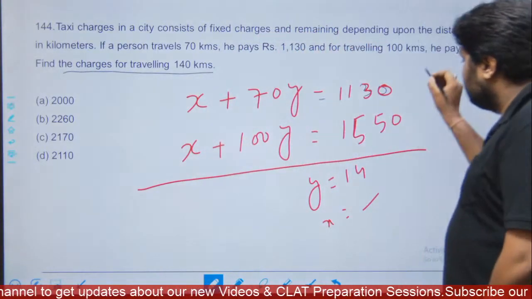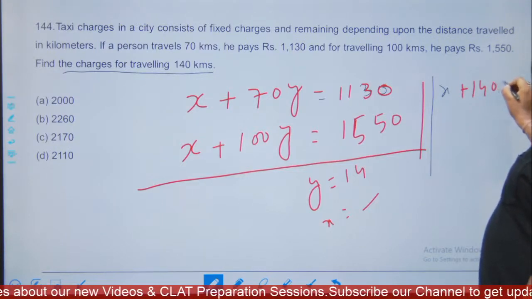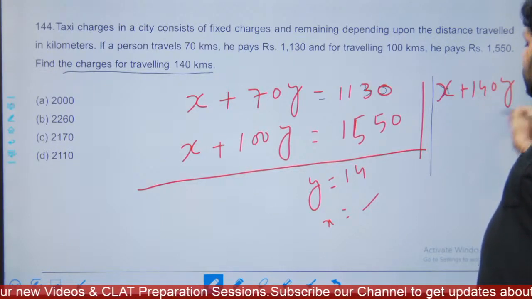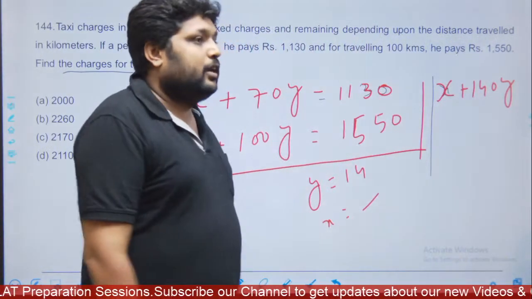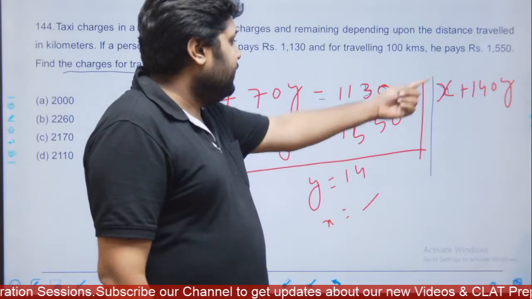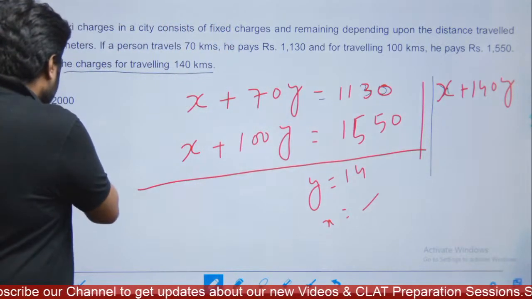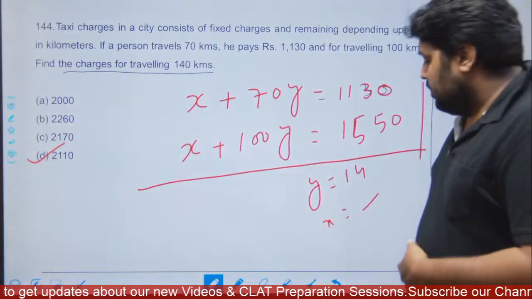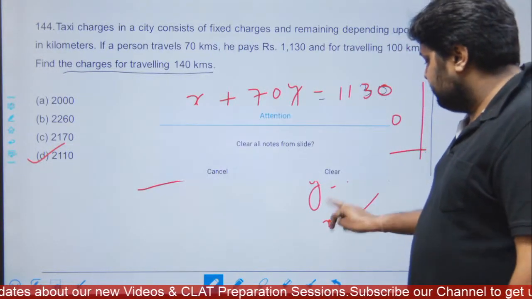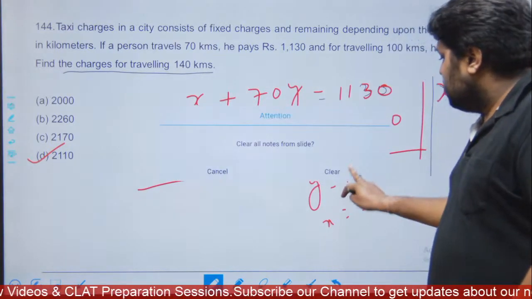It means you have to calculate the value of X plus 140Y. X is the fixed cost and Y is the per kilometer charge. So you have to calculate the value of X plus 140Y. You can substitute the value of X and Y by solving these equations. The answer was option D, that is 2110. So this was also easy. You can easily solve it. Okay, next one.